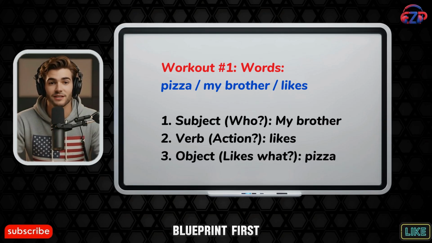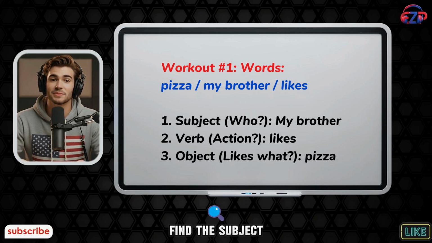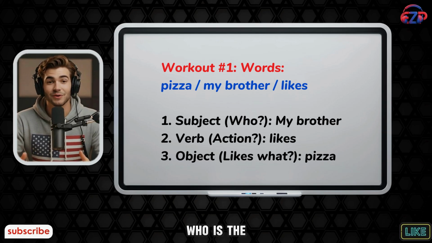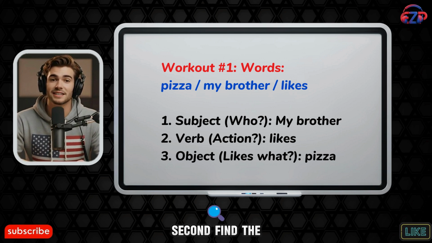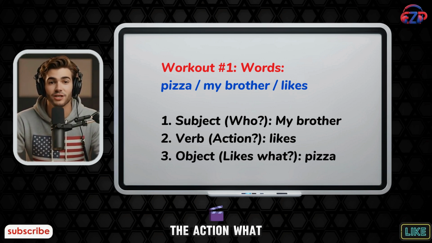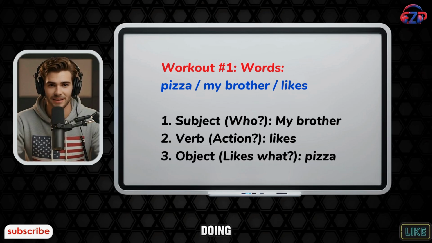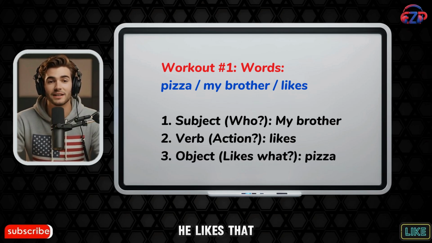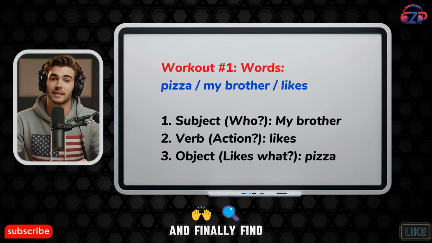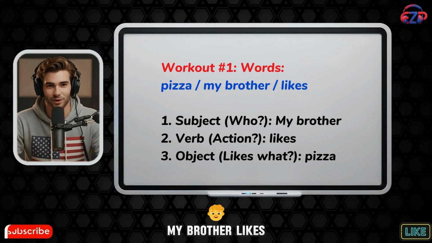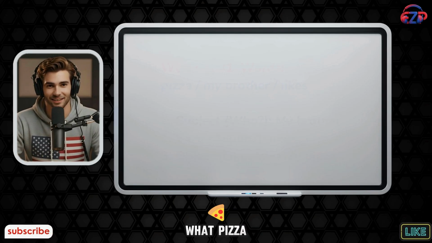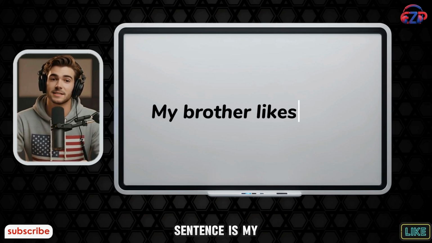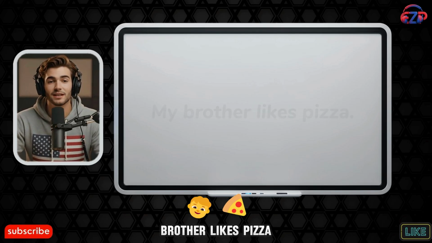Let's use our blueprint. First, find the subject, the who. Who is the sentence about? My brother. So, my brother comes first. Second, find the verb, the action. What is my brother doing? He likes. That comes next. And finally, find the object. My brother likes what? Pizza. So the perfect sentence is, my brother likes pizza.